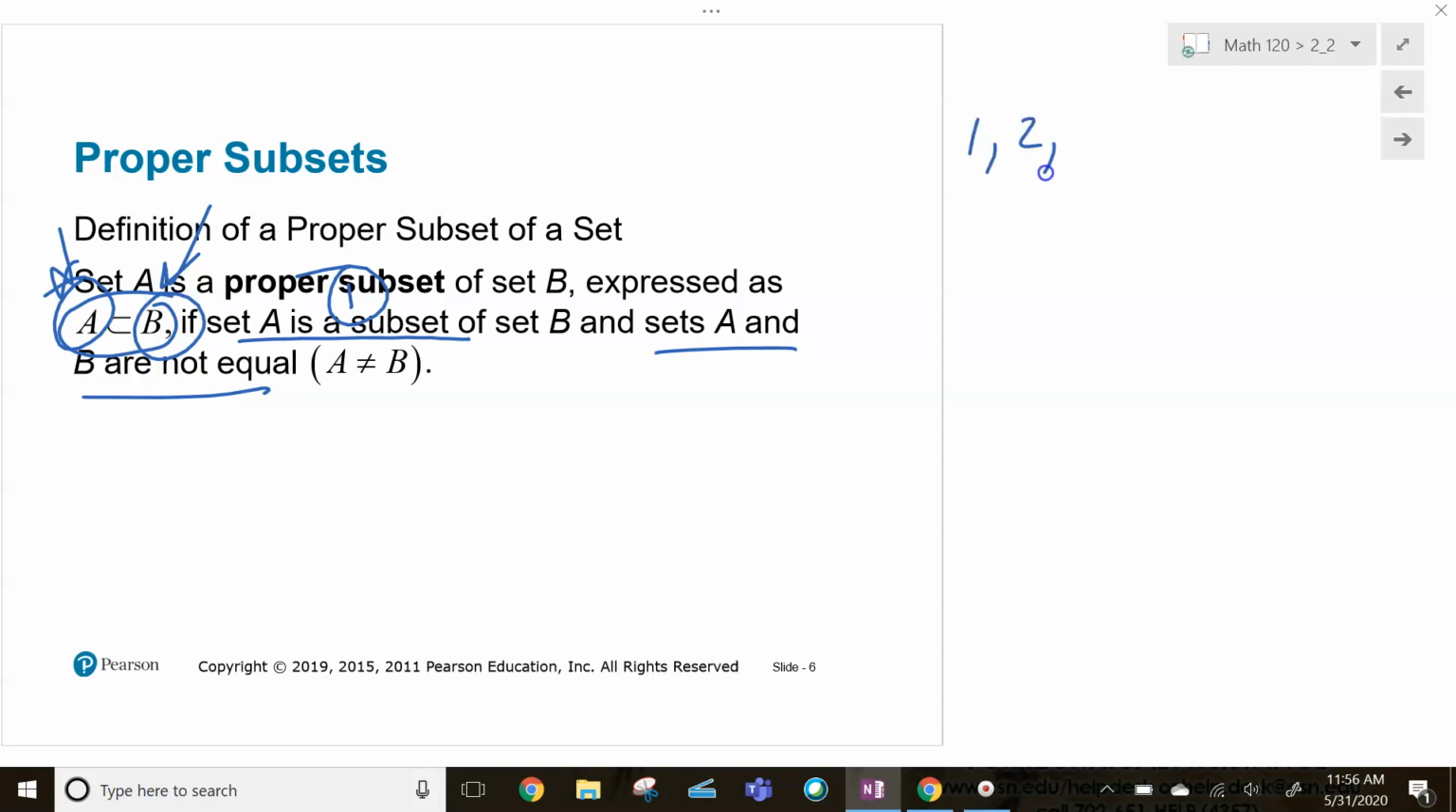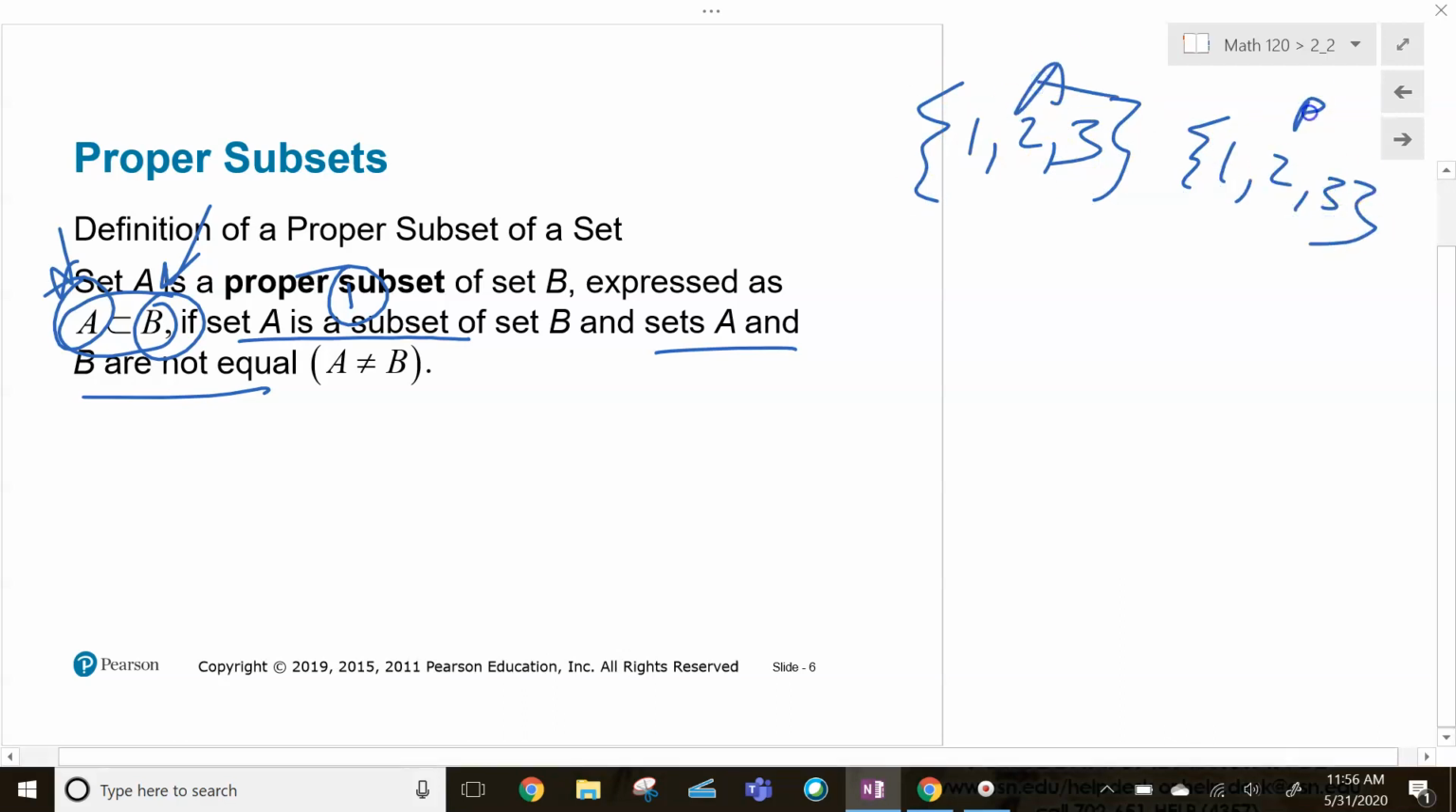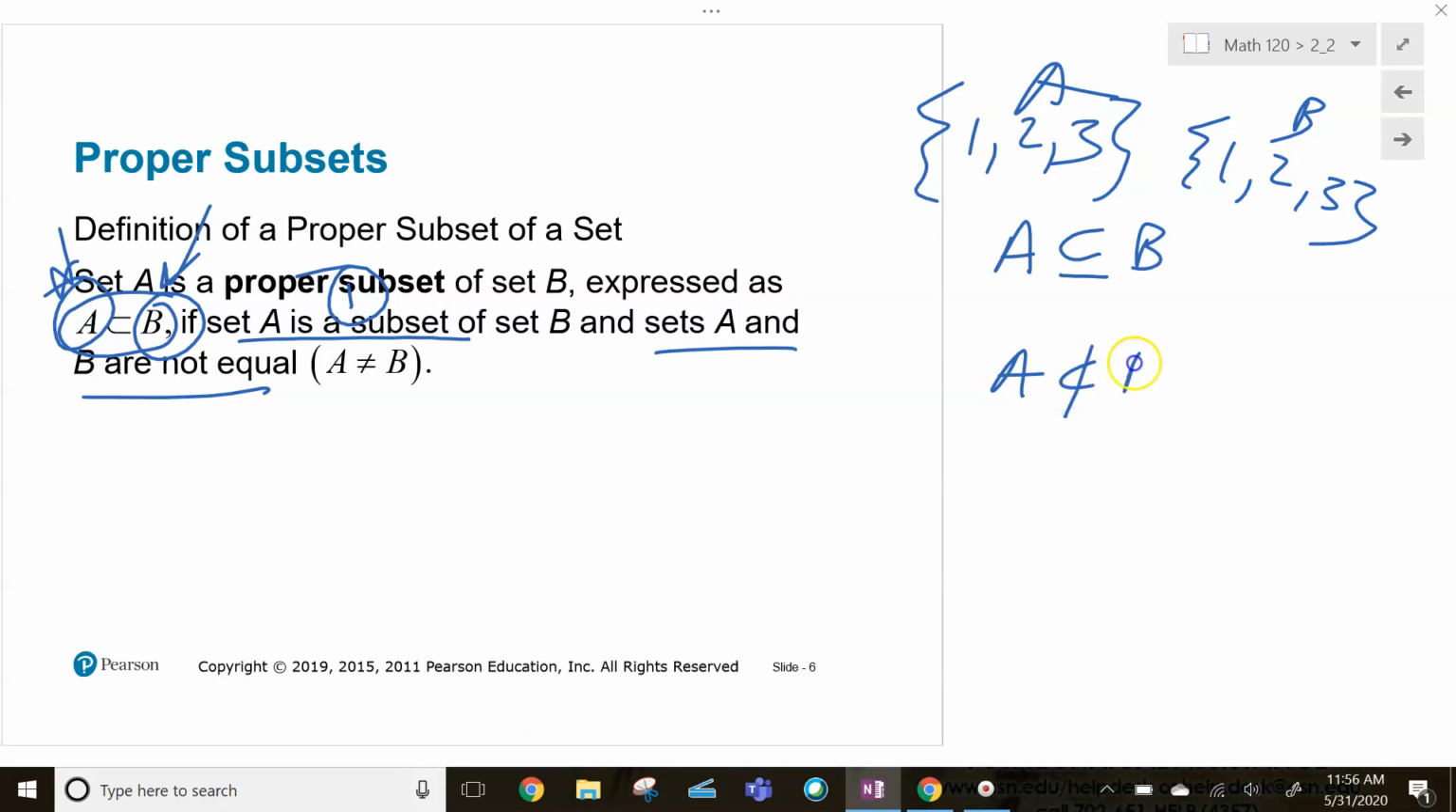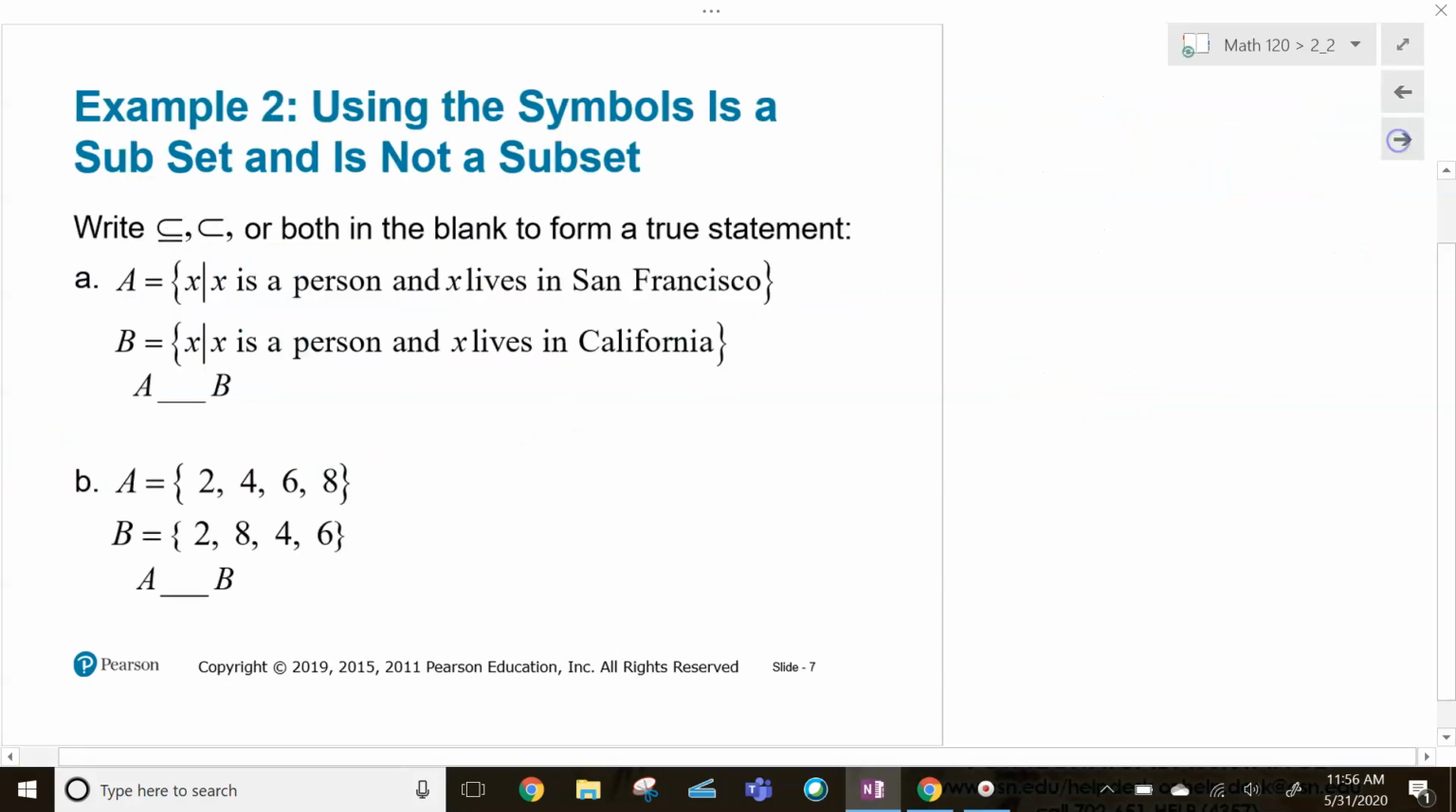So for example, if I go back to 1, 2, 3 and 1, 2, 3, A is a subset of B, but it is not a proper subset because they're the same set. They can't be the same set. So again, to be a proper subset, you have to be a subset first of all, but you cannot be the same set.